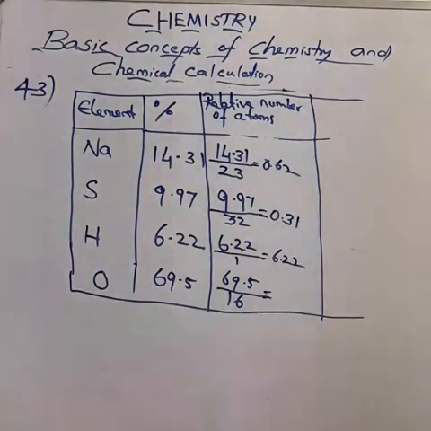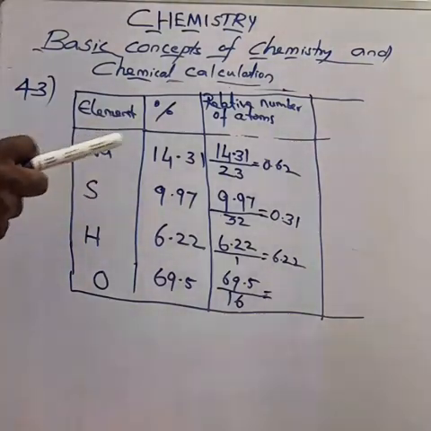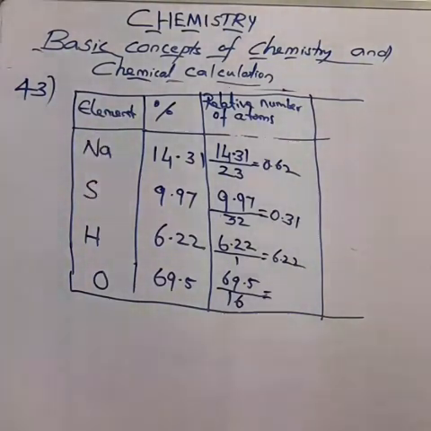Next element, sulfur. Sulfur is also here, page number 59. Sulfur 32.06, like that. We have to take 30, round up, we are getting 32. Next, hydrogen, all of you know that one. Oxygen is also page number 58. Please check it. That one is 16.0.